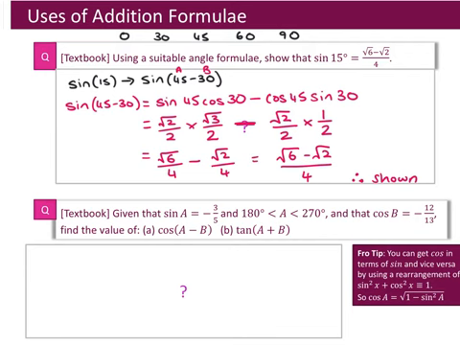Okay, so, second question. Given that sine of A equals minus 3 over 5, and 180 degrees is less than A is less than 270, and that cos B equals minus 12 over 13, find the value of A, cos of A minus B, and B, tan of A plus B.